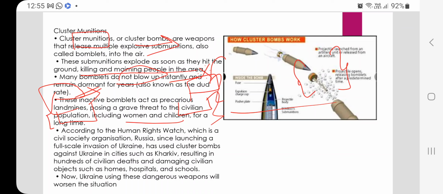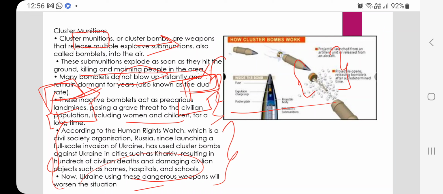Due to the long-term risk posed by this kind of bombs, Human Rights Watch, the civil society organization, says that Russia, on launching a full-scale invasion of Ukraine, has used cluster bombs against Ukraine in cities such as Kharkiv. The worst part is that it has a long-term impact. Because of the huge dud rate, some bombs do not explode, remain dormant and explode in the future, which poses a permanent threat to the civilian populations.